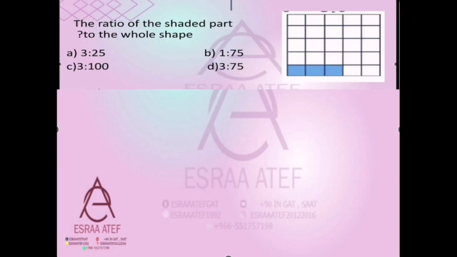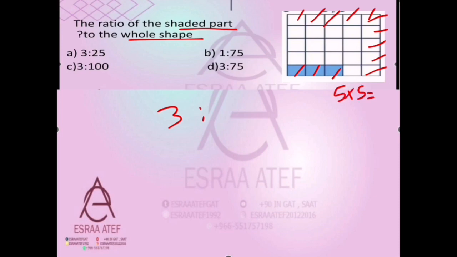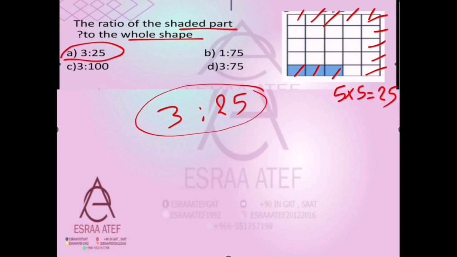Here he wants the ratio of the shaded part to the whole shape. So the number of the shaded parts, which is 1, 2, 3, which means 3. I want to get the whole shape. 1, 2, 3, 4, 5, which is the length, and 1, 2, 3, 4, 5, which is the width. It means that all the squares are 5 times 5, which is 25. So the ratio will be 3 to 25, which is the first answer.